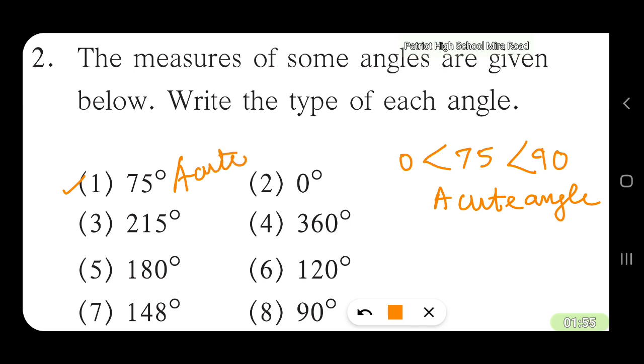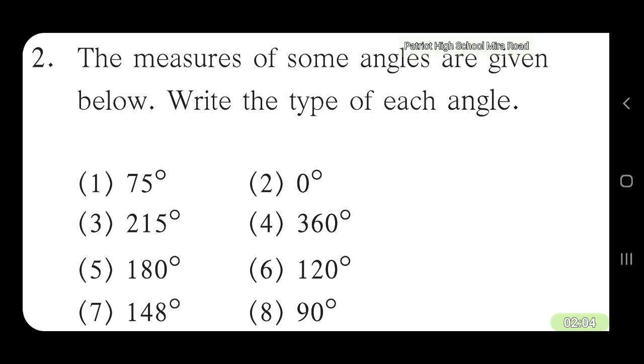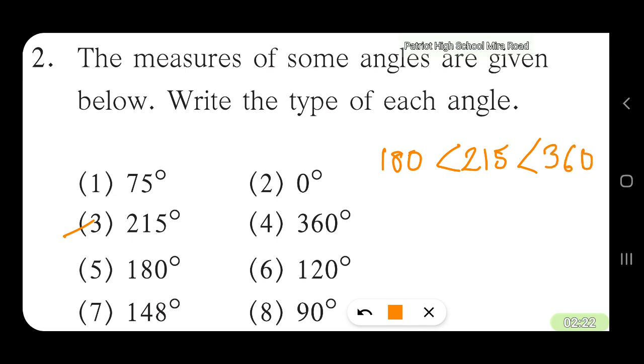Second is 0 degrees. So it is a zero angle. Third, 215 degrees. 180 degrees is less than 215 degrees, and 215 degrees is less than 360 degrees. So it is a reflex angle.